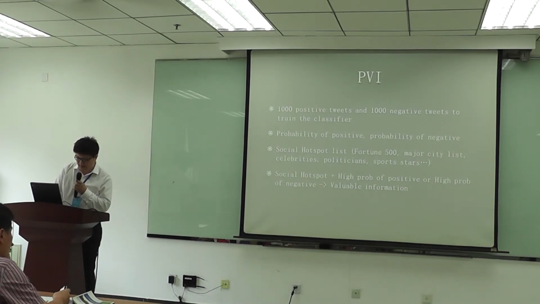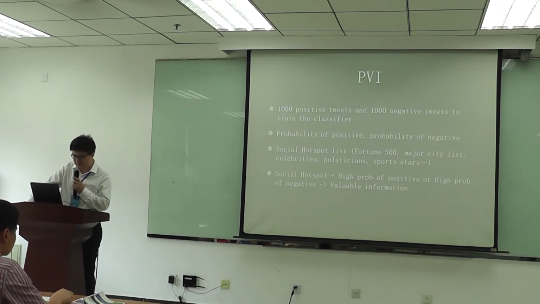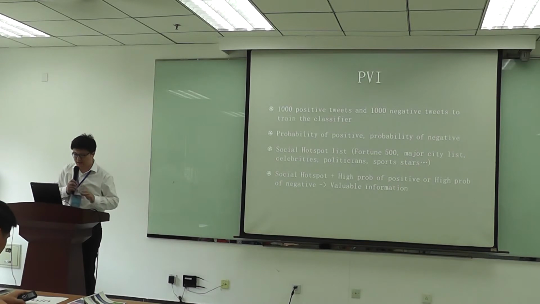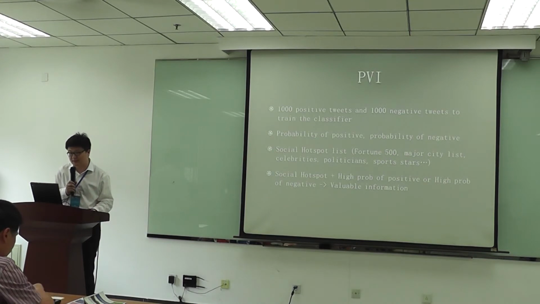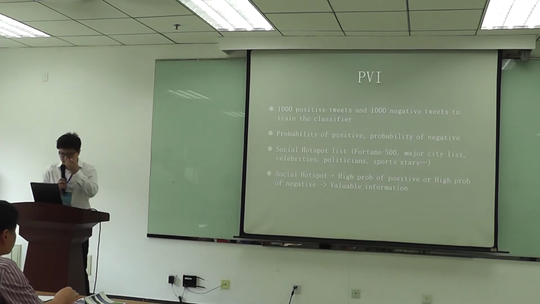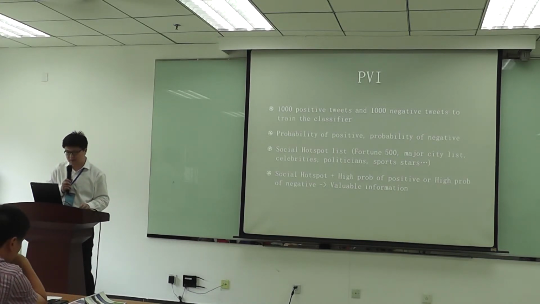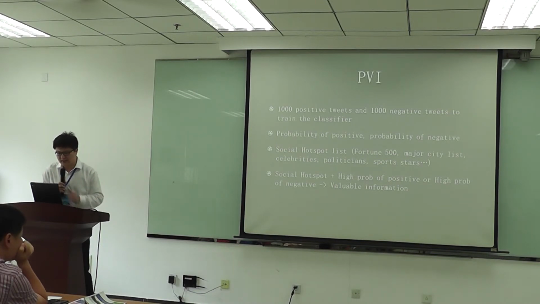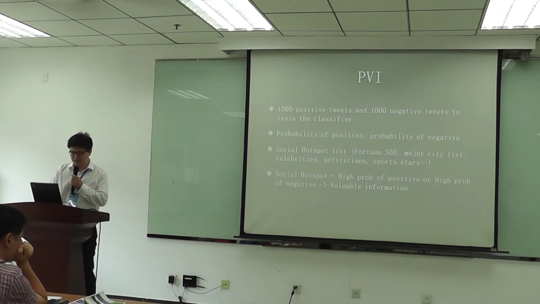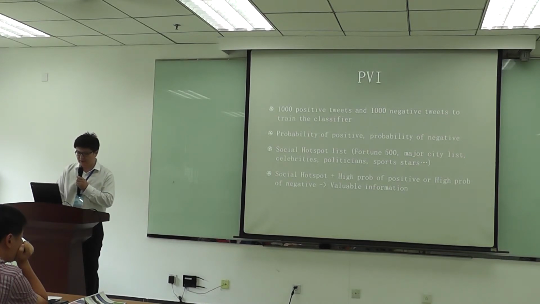And there another important element is called social hotspot. These include Fortune 500 big companies' names, major cities' names, celebrities' names, politicians, sports stars. When a noun like a social hotspot appears, say Michael Jordan, plus something very positive or very negative, it leads to very important information. Say Google bankrupt, it's a social hotspot plus a very negative thing. That means a major event or very valuable information discovered.